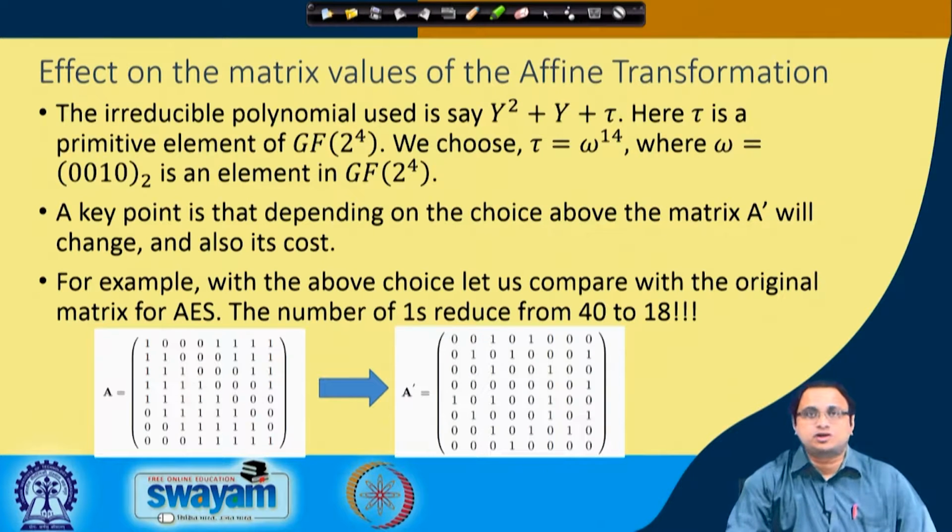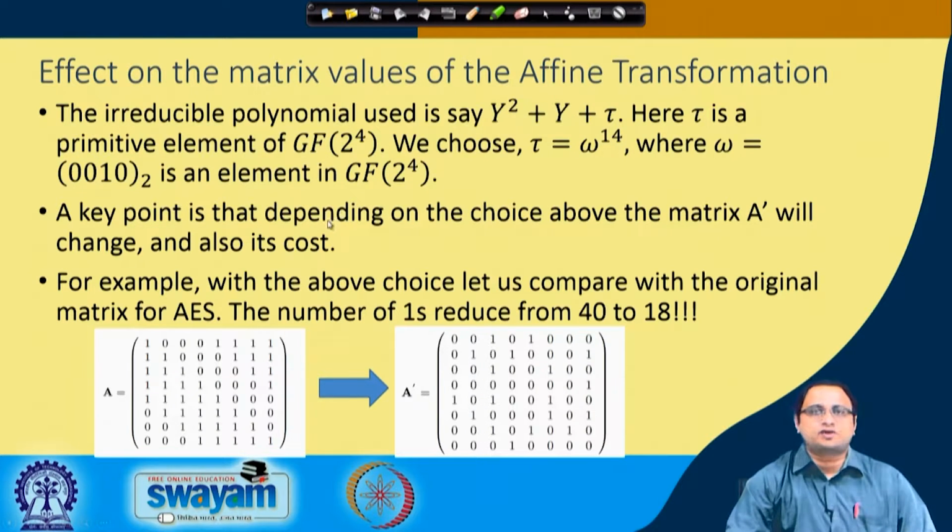Now, there are some more interesting observations here, like here is an example. The irreducible polynomial that we choose here, as we have discussed in the prior classes as well, is y^2 + y + tau, where tau is a primitive element of GF(2^4). So, this is an example of tau that we choose, say tau is omega to the power of 14, where omega is x, that is 0010. This is just an element in GF(2^4), and we raise it to the power of 14 to serve as a value of tau.